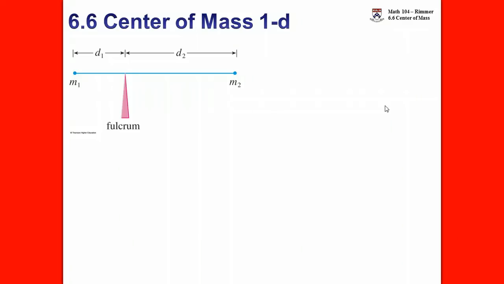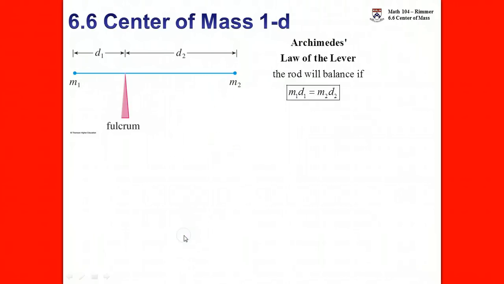The mass 1 and mass 2, maybe they're different. They're at different distances away from this fulcrum. And based on mass 1 being D1 away and mass 2 being D2 away, we can find exactly where to place the fulcrum. Okay? Using Archimedes' law of the lever, we have that basically the products have to equal each other. M1 D1 has to equal M2 D2 in order to balance out.